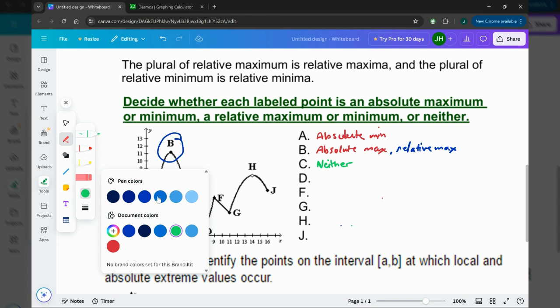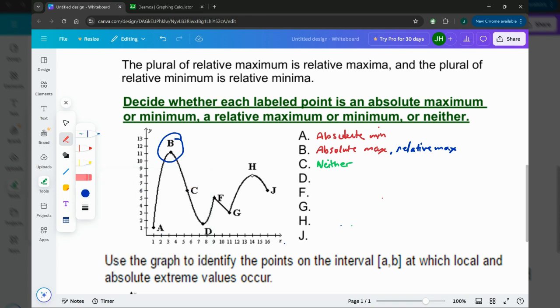Point D, it looks to me like point D is not the lowest point on the graph, but it definitely goes down and up. So this is a relative minimum. It's not an absolute minimum because it's not the lowest point on the graph, but it is a spot where the graph goes down and up.